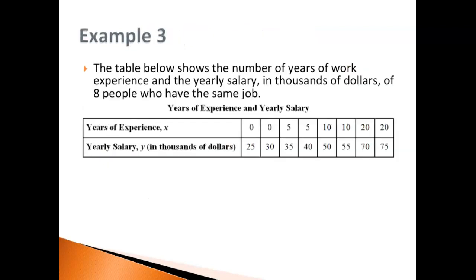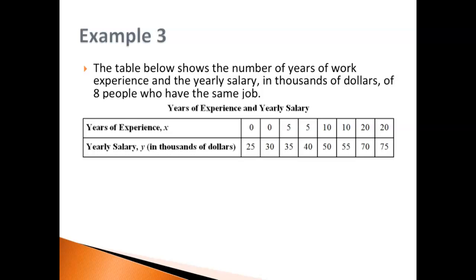All right, take a look at example 3. The table below shows the number of years of work experience and the yearly salary in thousands of dollars of 8 people who have the same job. So just taking a look at this, we see years of experience x. Someone with 0 experience has a yearly salary of 25. This is in thousands of dollars. Another person with 0 years of experience is getting paid 30,000. Someone with 5 years of experience, 35,000. Another with 5 years of experience, 40,000, and so on.